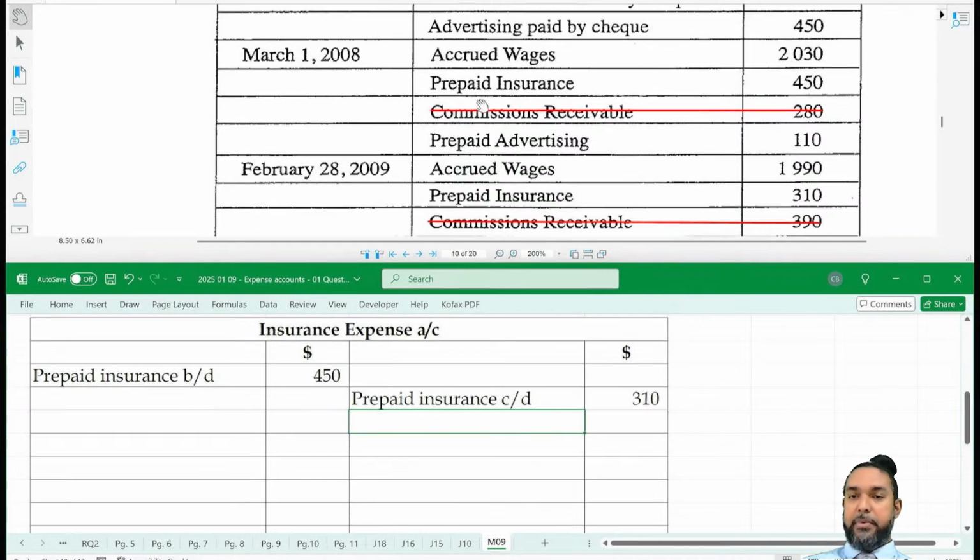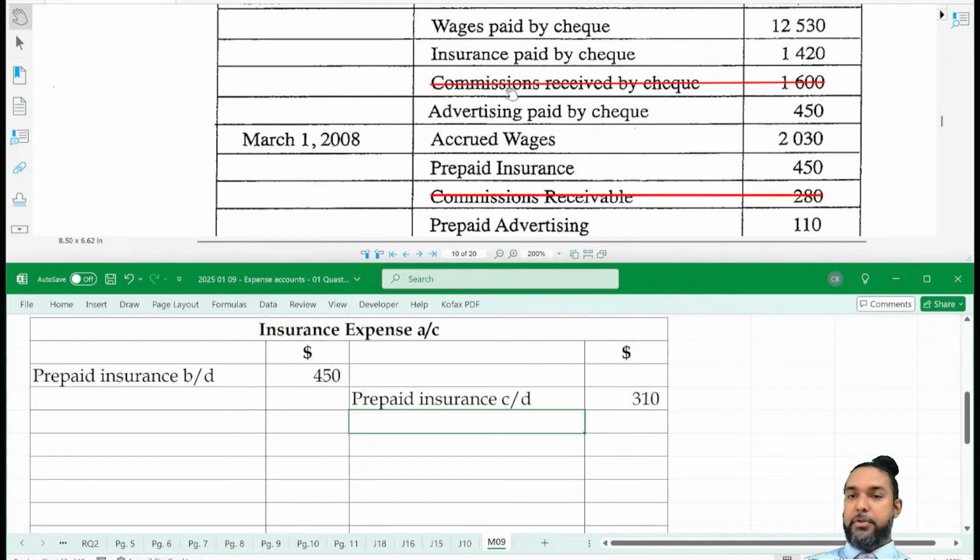Right, and the last thing we have with respect to insurance is the amount paid. That's going to go on the debit side no matter what, right? So that's the cash book figure or insurance paid. Right, that's 1420. Right, and what's missing is the income statement figure.